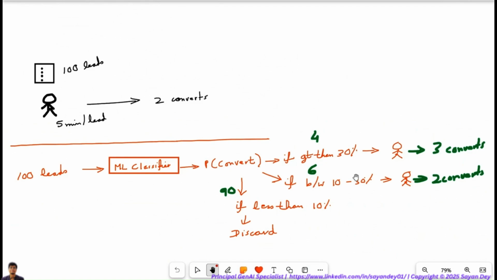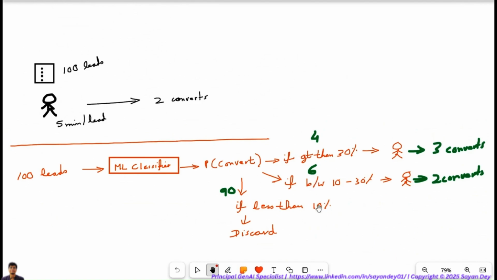Another set of salespeople will look at the next set of leads, where the probability of conversion is less than 10%. Because we have a less than 10% chance of conversion, and 90 of these leads are like that, there is almost no likelihood of conversion. So you discard these leads.